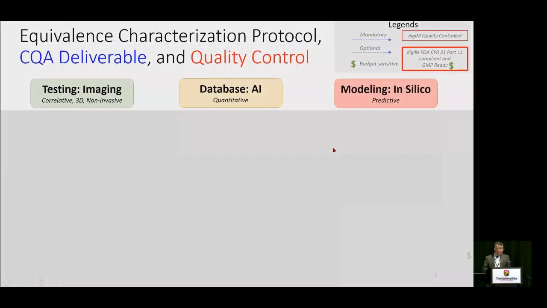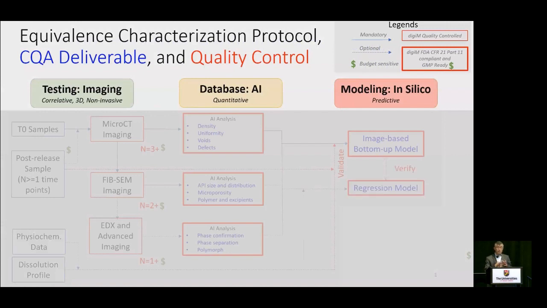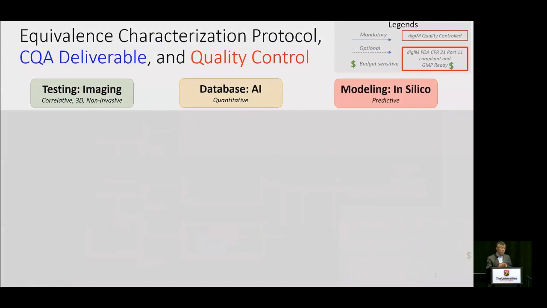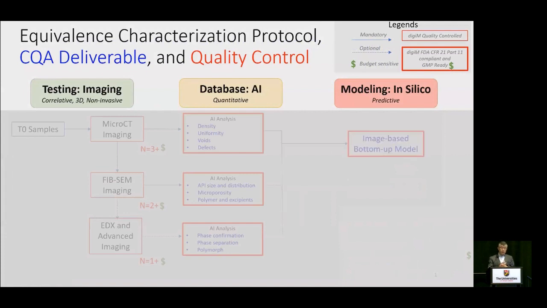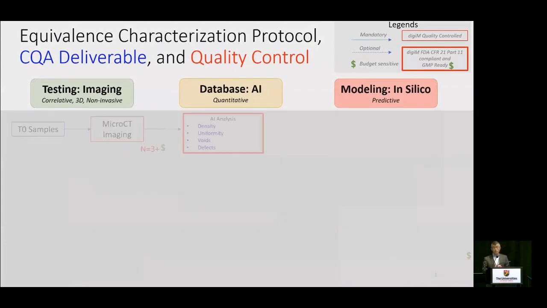So let me conclude equivalent characterization protocol. I won't have time to cover this animation demonstrating the entire workflow, but the primary take home is it might be worthwhile to consider spending a bit more time looking at our R&D product, right? Understanding them qualitatively with imaging, often using a correlative, 3-dimensional, and non-invasive approach. And then start to build that understanding with artificial intelligence, with quantitative approaches. And then also start to ask what if questions and sensitivity questions with the in silico prediction models.